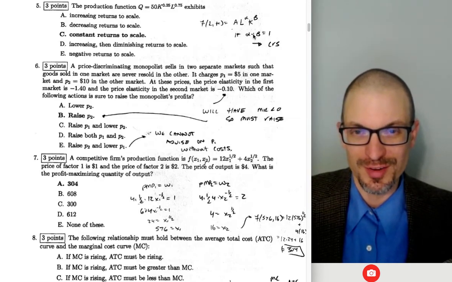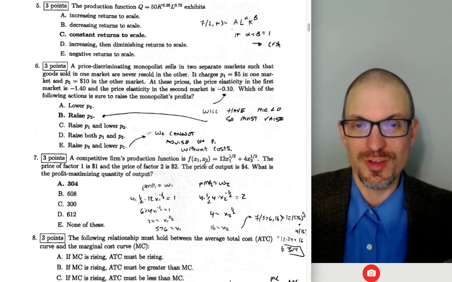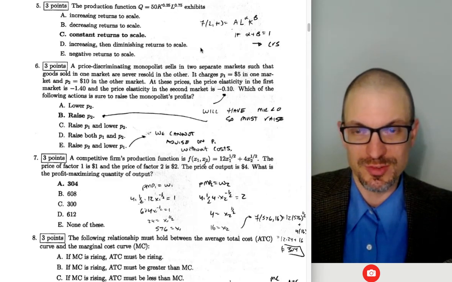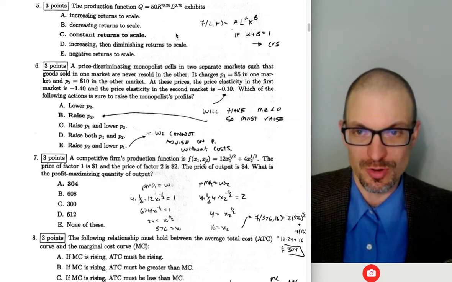But whatever, regardless, the part that we care about right here is that if you sum up these exponents to 1, then you know you have constant returns to scale. If alpha plus beta sum to something less than 1, we have decreasing returns to scale. And if it sums up to something greater than 1, we have increasing returns to scale.